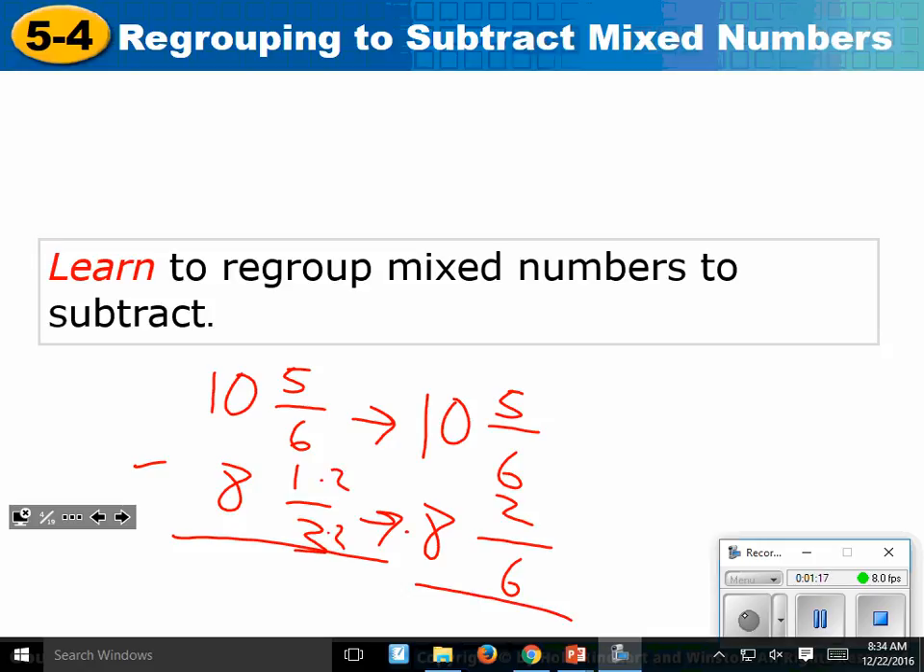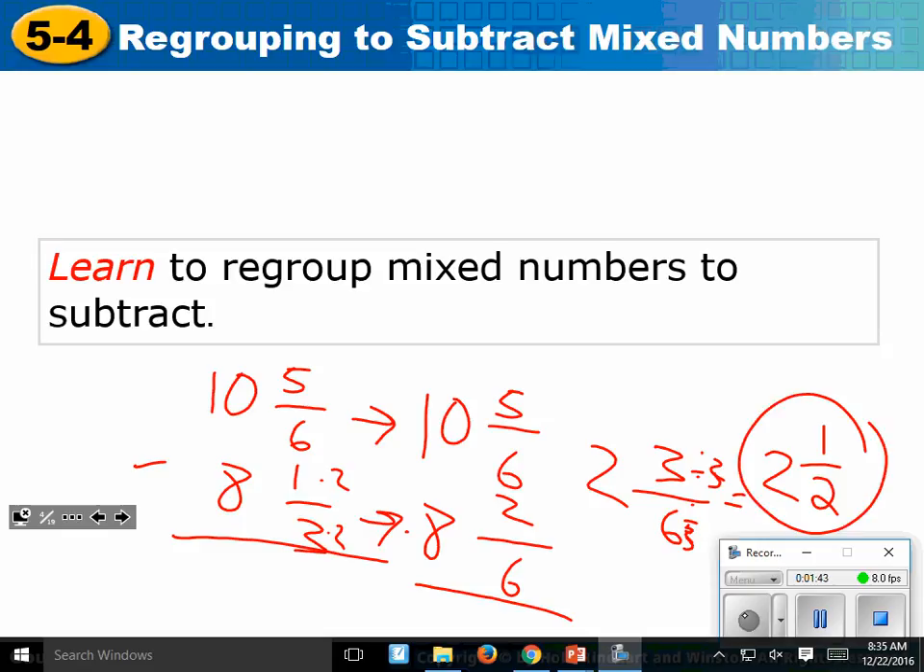And we're going to do our subtraction. 5/6 minus 2/6 is 3/6. And 10 minus 8 is 2. And then we need to reduce, divide this by 2, divide this by 2, and we end up with 2 and 1/2. I'm sorry, divide this by 3, I should say. 2 and 1/2. That's a lot of work for one thing, isn't it? But I know it's work that you guys can do. It's easy.